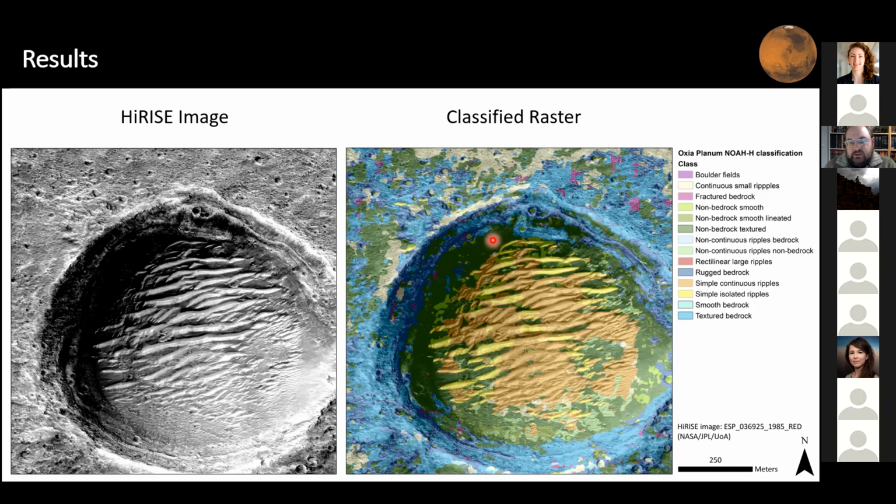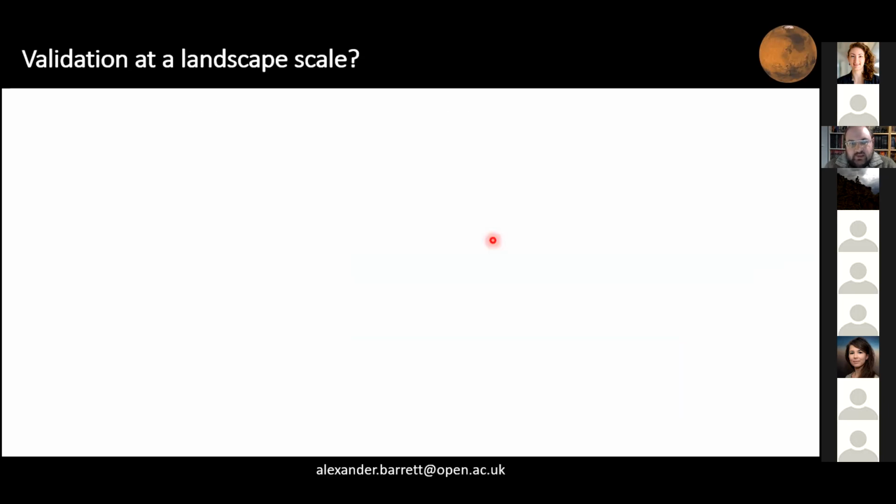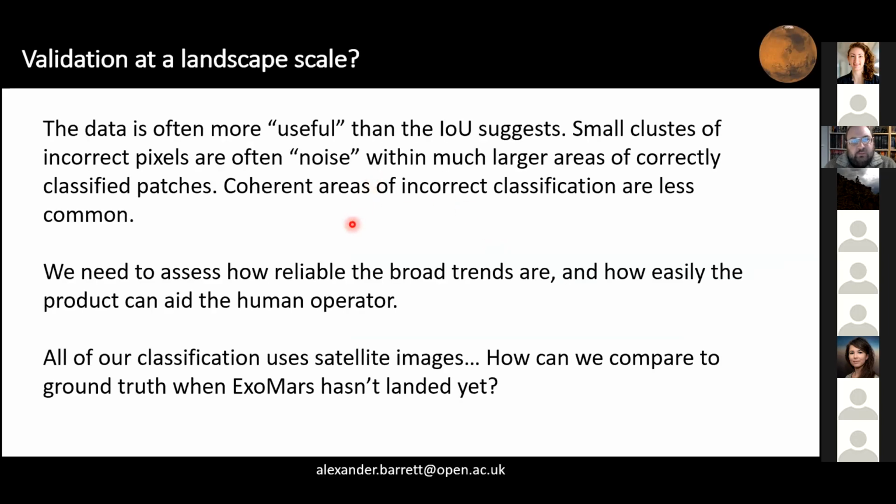However, we felt there was a bit of a disparity between what the statistics were telling us we found on the pixel scale and how the data was looking and how usable we felt the data was at a landscape scale. So we wanted to assess how reliable this really is. Is the data actually more useful than those stats are suggesting? To some extent we could do that by comparing the precision and recall and looking at which were higher for which classes and what that told us about how it was confusing them.